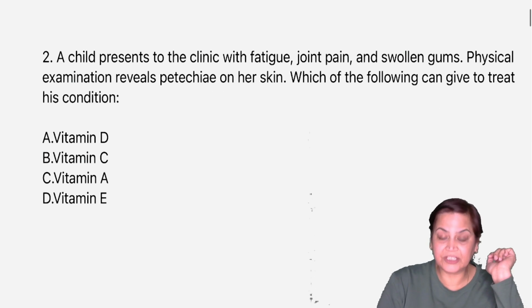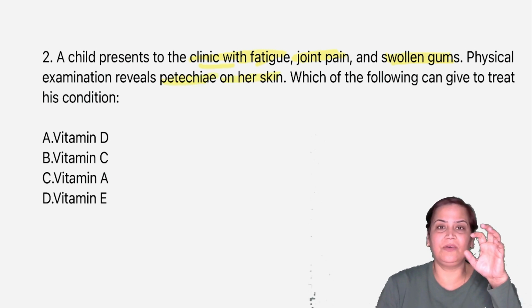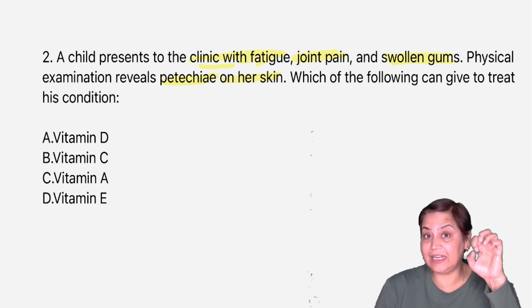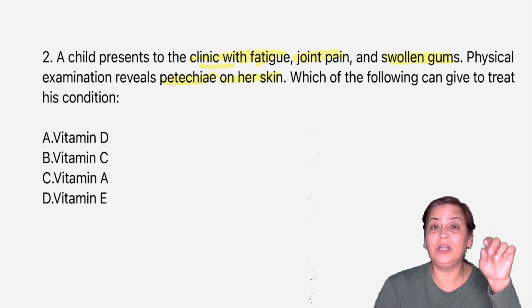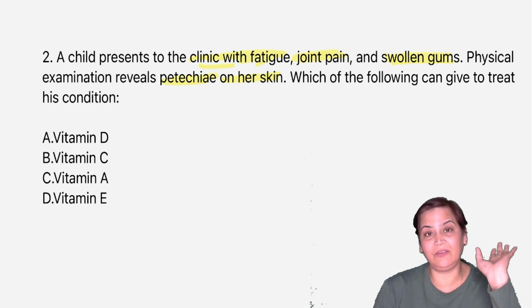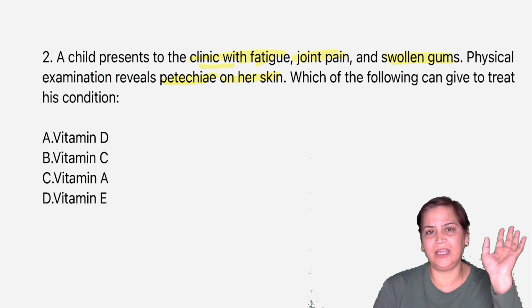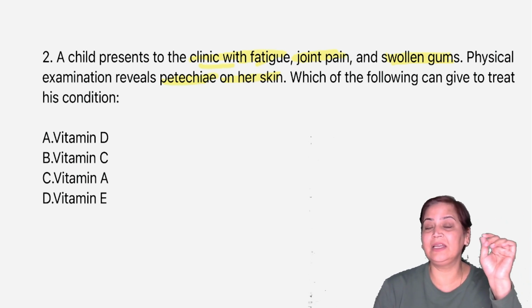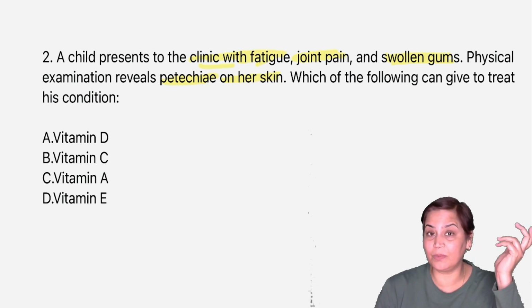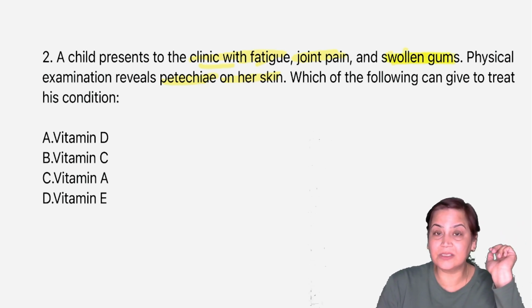Then second question: a child presents to the clinic with fatigue, joint pain and swollen gums, and physical examination reveals petechiae on her skin. Whenever clinical cases like these are asked, I've always told you to search for that key point, which is very important. Whether a case history is 3-liner or 10-liner, there is always one hint hidden in it. Here you can see swollen gums and petechiae on her skin.